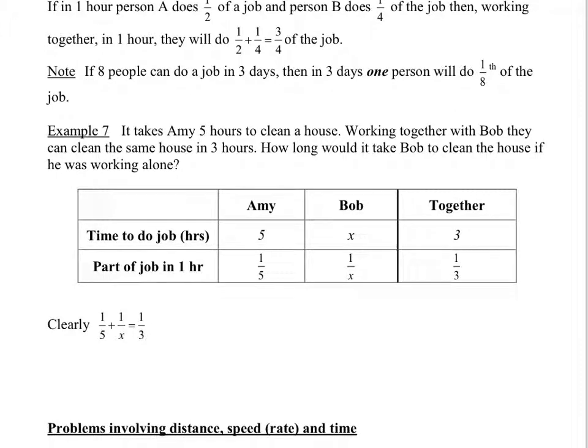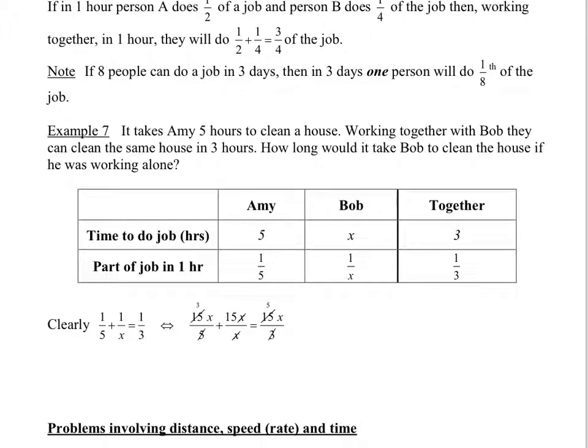So we're going to have 1/5 plus 1/x equal to 1/3. And that's because 1/3 is the part of the job that the two of them together will do in an hour. So we have an equation now. And from now on, it's a matter of just trying to solve that equation.